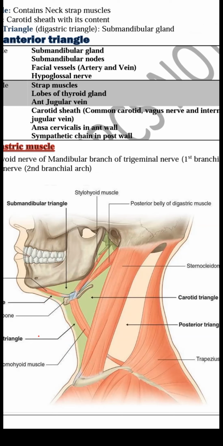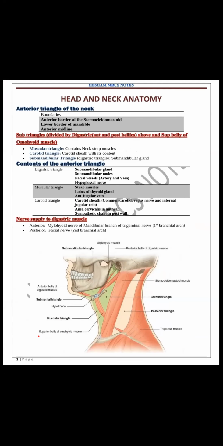This submental triangle contains the submental lymph nodes. Then here, let's go for reading. Anterior triangle: anterior border of the sternocleidomastoid, lower border of the mandible, and the midline. Subtriangles, there are three. Muscular triangle, which contains the strap muscles. Carotid triangle, which contains carotid sheath and its content, and anterior ansa cervicalis, posterior the sympathetic chain.